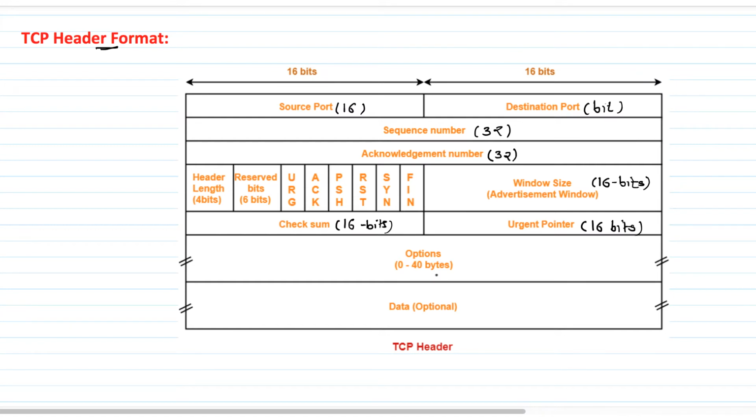Always remember, this optional field is in bytes, from 0 to 40 bytes, and the rest of the fields are in bits. Each and every row is 32 bits long, or we can say it is a 4-byte field. So the first row is 4 bytes, the next is also 4 bytes, 4 bytes, 4 bytes, and 4 bytes.